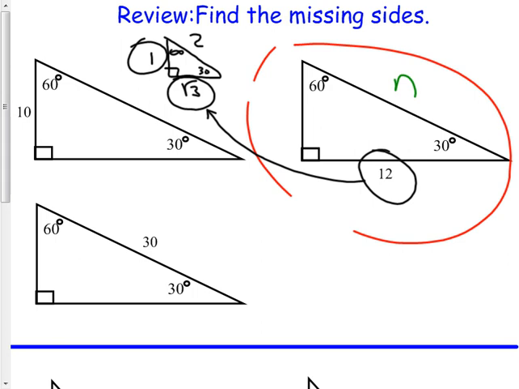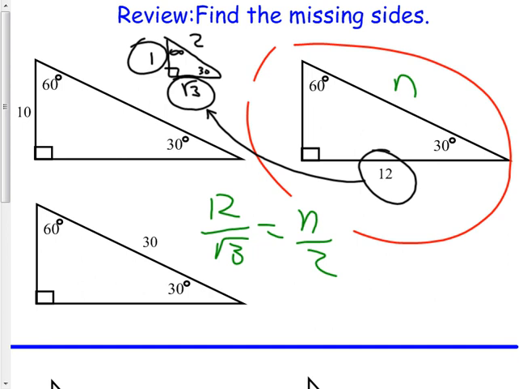Mr. B, tell me what you're setting up back there. Twelve is to square root of 3 as n is to what? Good. So really then, I just have to multiply both sides by 2 and I'll have n alone, right?